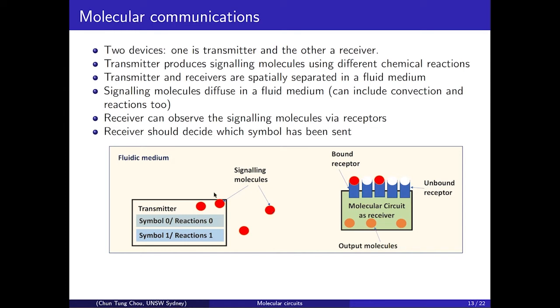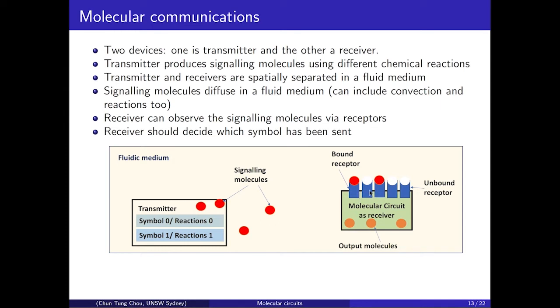In the jargon of communications, one dynamic signal we just call a symbol, and so there are two symbols, symbols 1 and 2. Once these molecules have been produced by the transmitter, they will diffuse in this fluid medium. Some of these will come to the receivers.